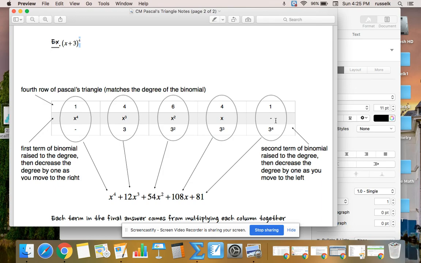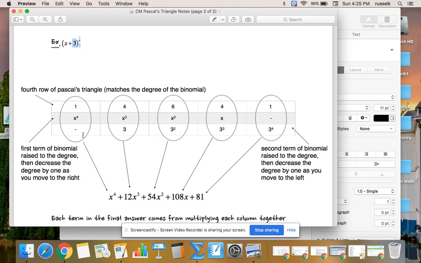We're going to do the same thing on the bottom row, but we're going to start on the right, and we use the second part of the binomial, which in this case is 3. So 3 to the fourth, 3 to the third, 3 squared, 3 to the first, 3 to the 0. Your last step then is to multiply the column together.